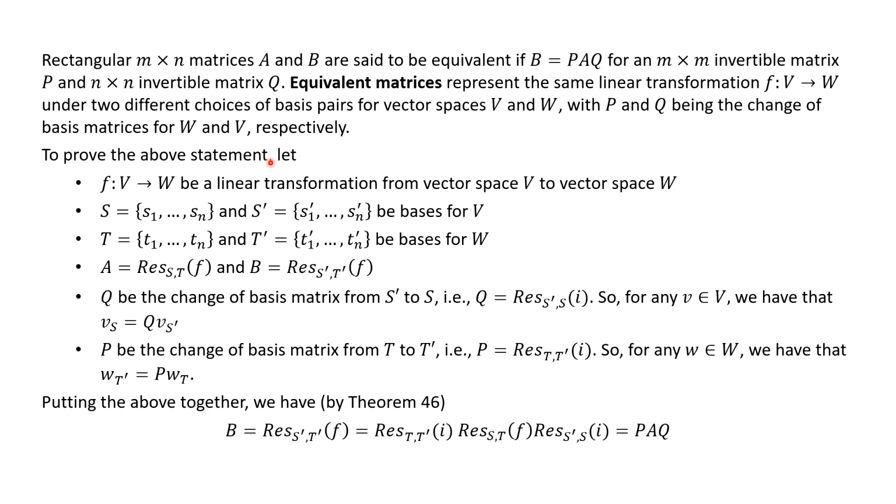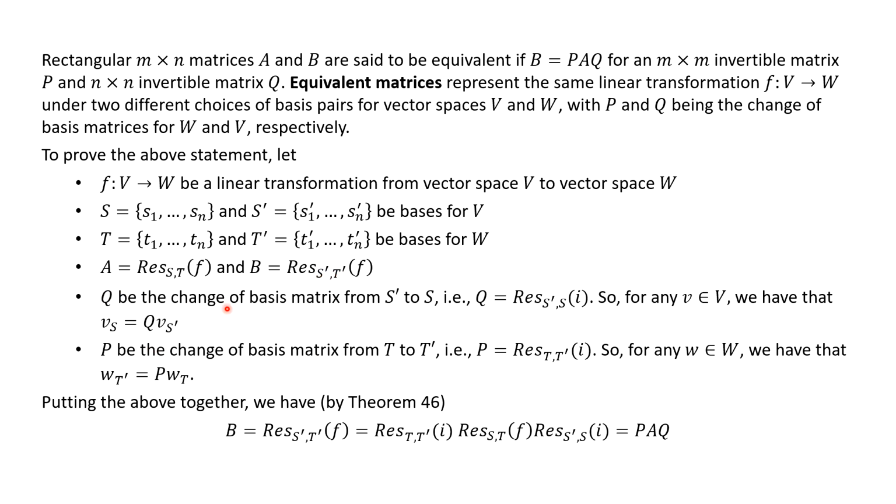So to prove the above statement, let F be a linear transformation or homomorphism from V to W, where V and W are vector spaces, and S and S prime are the bases for V. So we're changing from S to S prime, and T and T prime are the bases for W. Then we let A be the representation of F with respect to S and T, and B be the representation of F with respect to S prime and T prime.